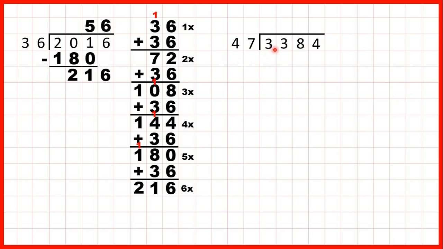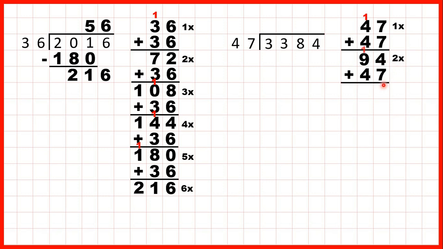Now we have 3,384 divided by 47, so we can work out our 47 times table. 47 is 1 times 47. If we add another 47, we get 94 for 2 times.